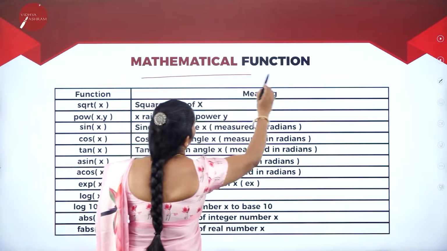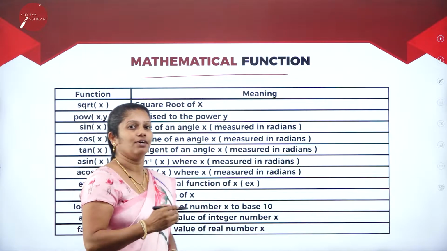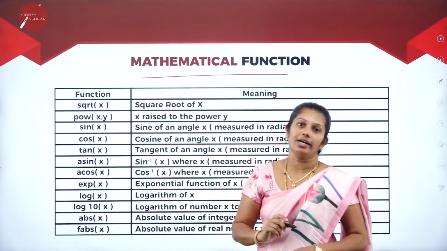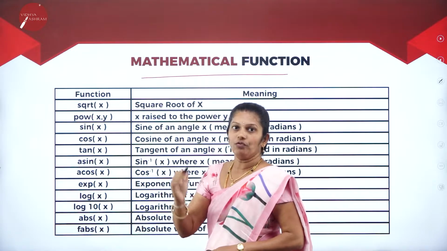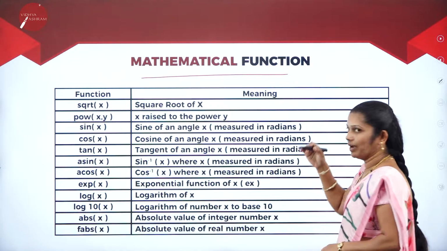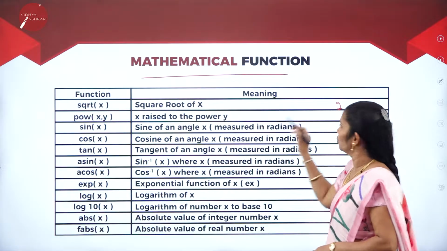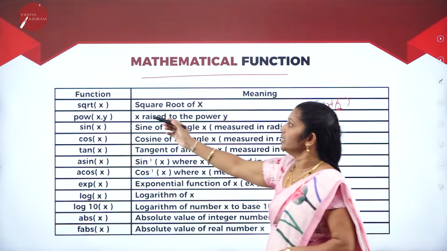The first one, mathematical functions. What do you mean by mathematical functions? Under mathematical functions we have the sqrt function. This sqrt stands for the square root of a variable. For example, if I want to find the square root of any number, whatever may be the value, to find this, we need the square root function.